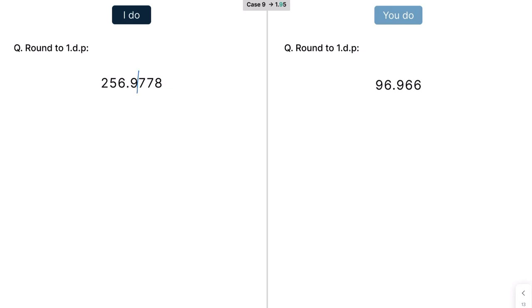So as usual, draw the line. Look at the decider. That's telling me the 9 rounds up to a 10. So that's a 0. The 1 carries over. So this becomes a 7. So that's going to be 257.0.